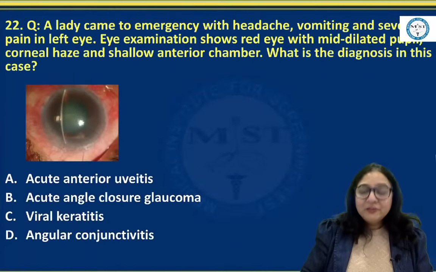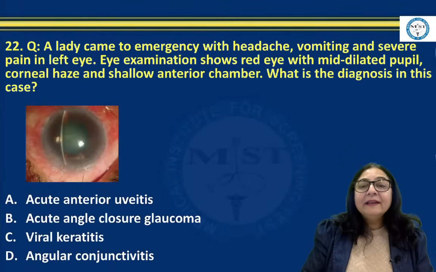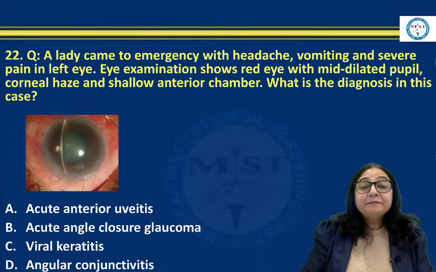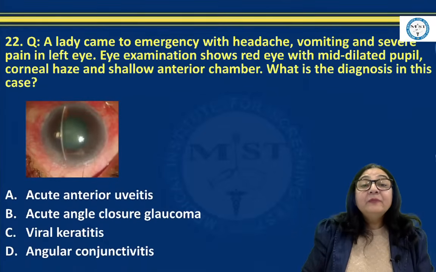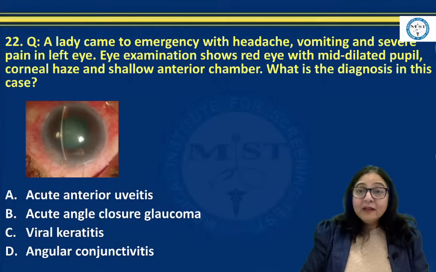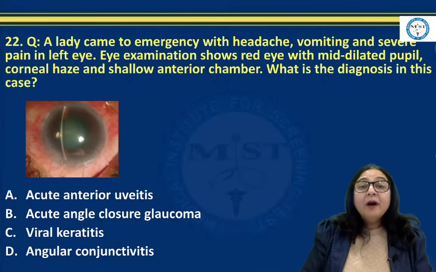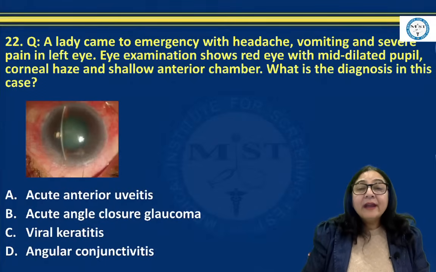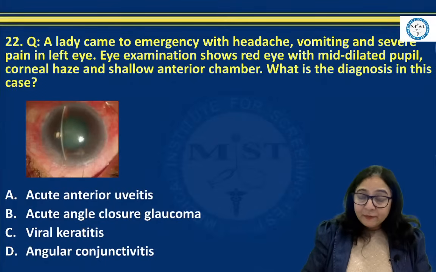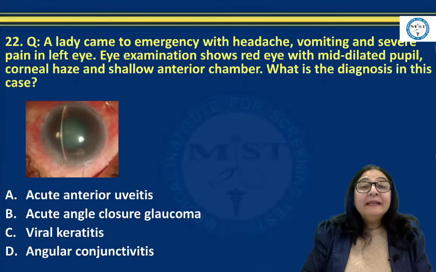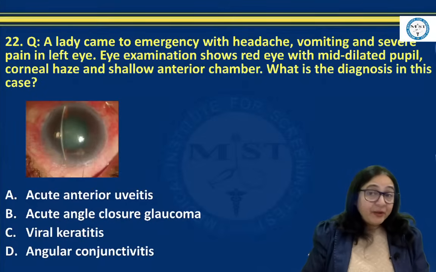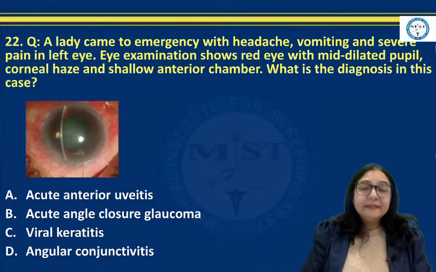All right, moving to another question here, another clinical case scenario. A lady comes to emergency with headache, vomiting, and severe pain in the left eye. On examination, it shows a red eye with mid-dilated pupil, corneal haze, and shallow anterior chamber. What is the diagnosis in this case?